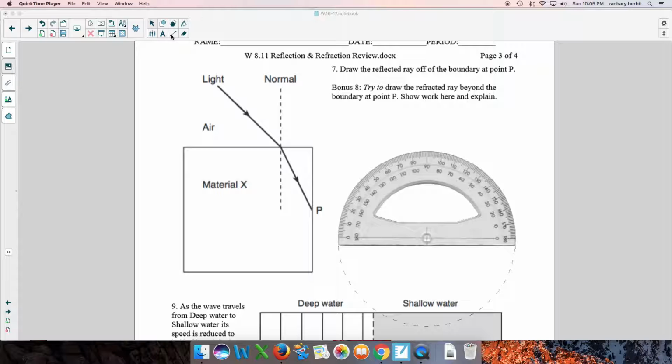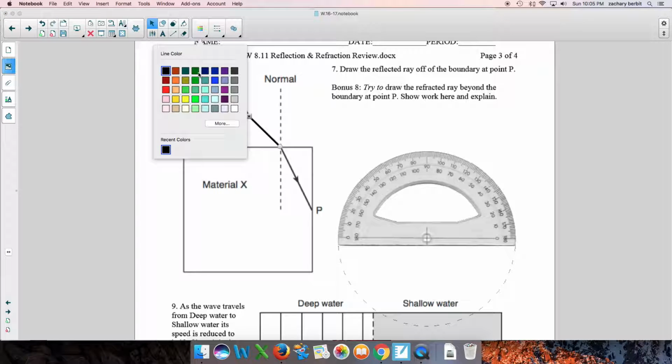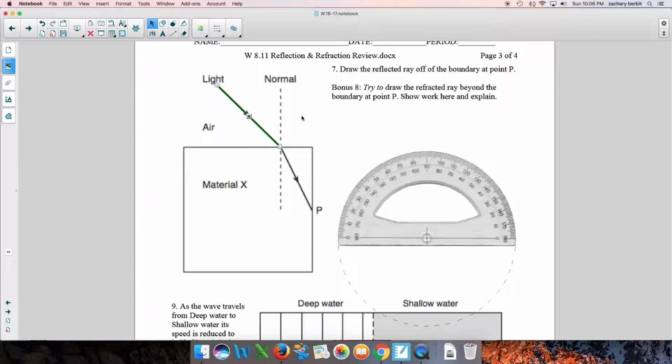First off, if you notice, I'll color code, we have an incident ray labeled light. It is in air, incident on a boundary with material X. So if you notice here, this ray is our incident ray. There it is. Let's highlight this. Green for go. Go, light, go. There it is. There's your incident ray.